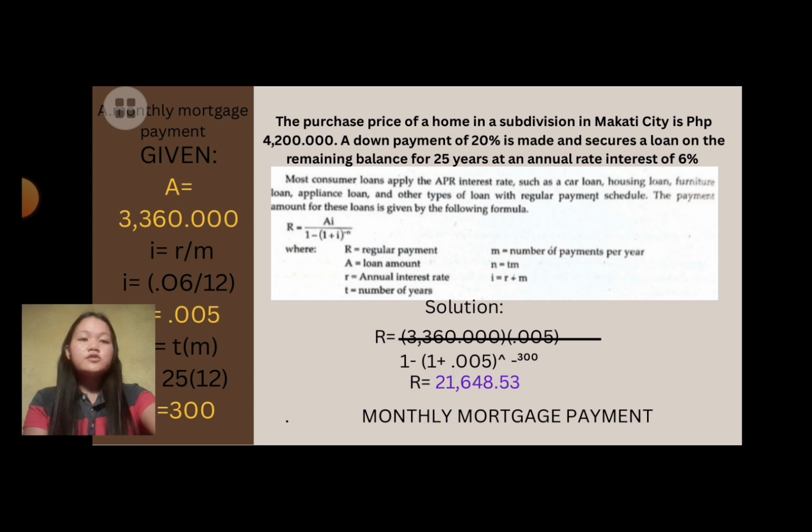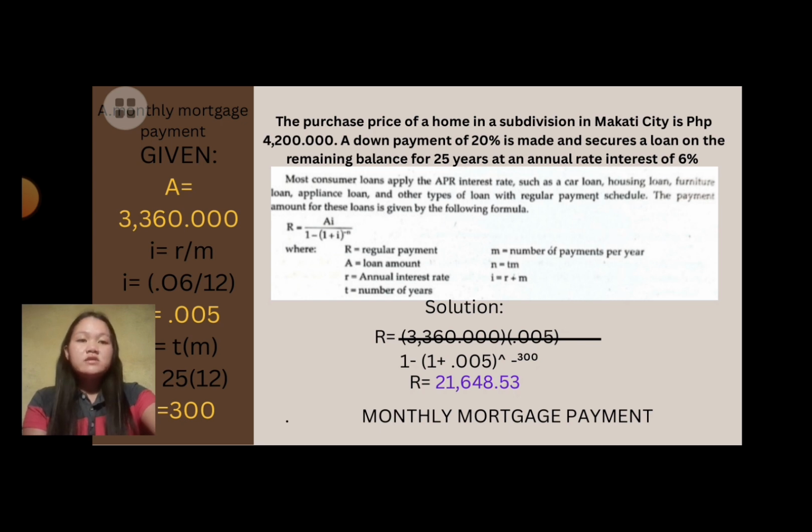So R is equal to 3 million, open parentheses, 3,360,000, close parentheses, multiplied by 0.005. This is the monthly interest, because as you can see in the example, the annual interest rate of 6% is given. Annual means yearly, but we are to pay monthly, so we still need to divide the annual or the yearly interest rate by 12 because there are 12 months per year. So we then obtain the result of 0.005.